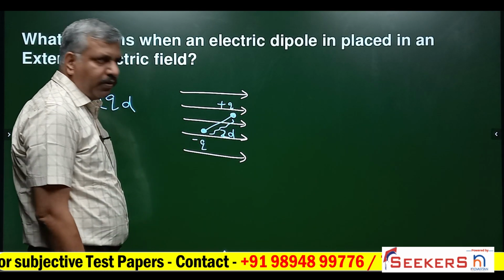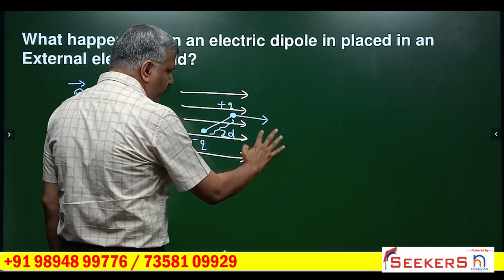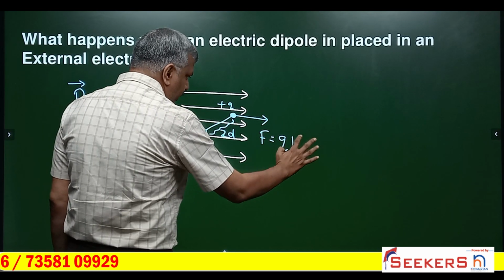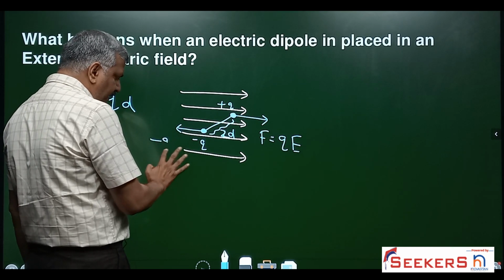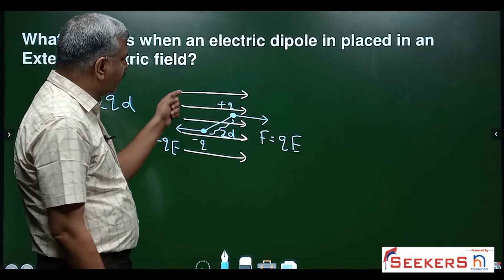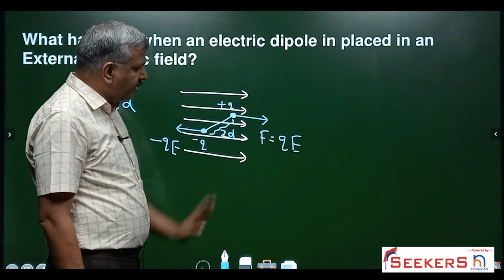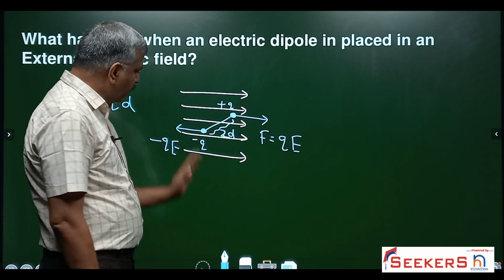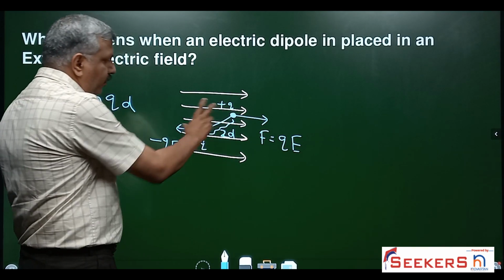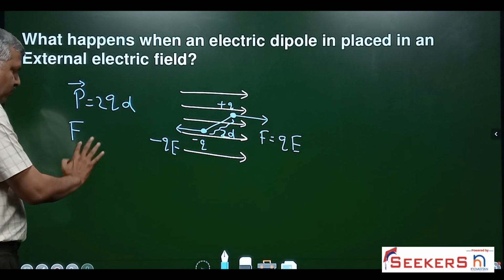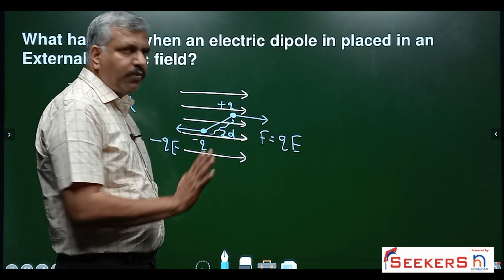So there is a dipole which is placed in an external electric field. On the positive charge, there is a force F which is equal to q into E. On the negative charge, there is a force which will be in the opposite direction, minus q into E. Please note that the direction of the arrows will indicate the direction of force. So on the positive charge, there is a force towards the right which is equal to q into E. On the negative charge, there is a force towards the left which is equal to minus q into E. So if you look at this, the net force is equal to 0. So F net is equal to 0. The net force acting on the dipole is 0, so the dipole doesn't move.